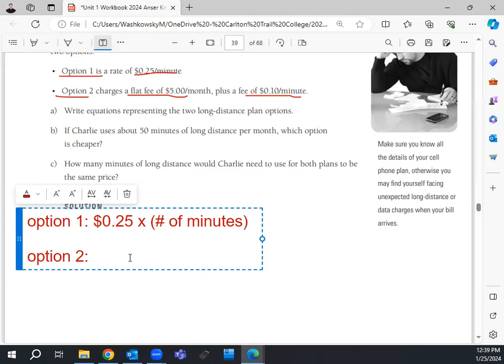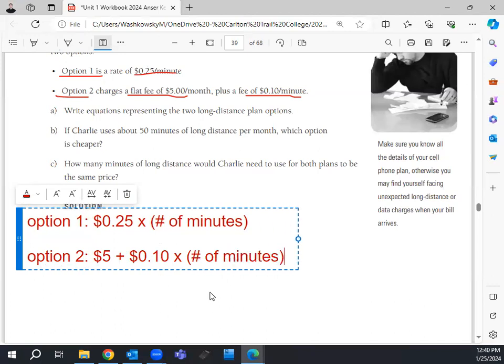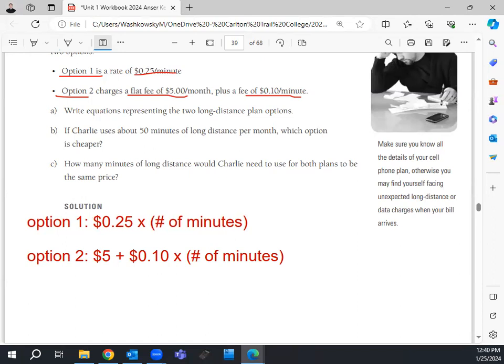Now, alternatively, for option 2, here's what I know. I know that I have a flat fee of $5 a month, and then I have a fee of 10 cents a minute. Well, I'm just going to put that in, right? It's $5. It does not matter whether I use my phone a million minutes or 0 minutes, no matter what, it's going to charge me $5, right? But I also now have to pay 10 cents per, which means multiply, number of minutes. So again, all I've done is I've broken this into plain English.